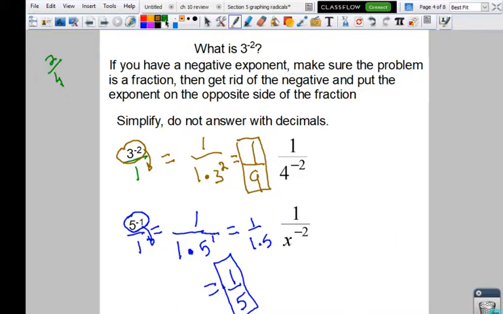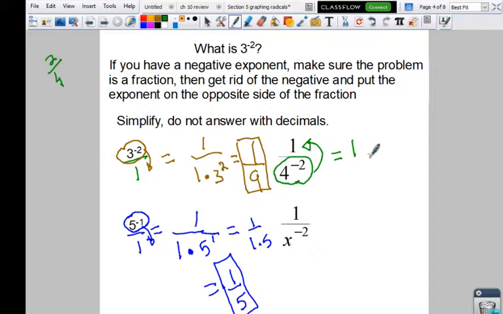Okay. Let's look at these two on the right now. I have 1 over 4 to the negative 2. This is already a fraction, right? Because it's already a fraction, I don't need to make it 1. I'm just going to flip what needs to change. So this 4 to the negative 2 it's on the bottom, I'm going to flip it to the top. And when I flip it to the top, the negative goes away.